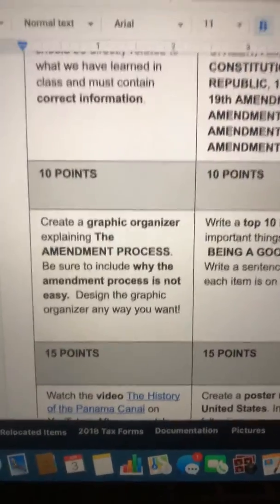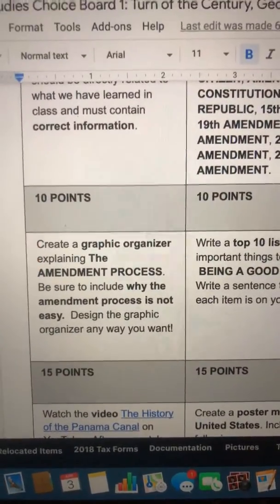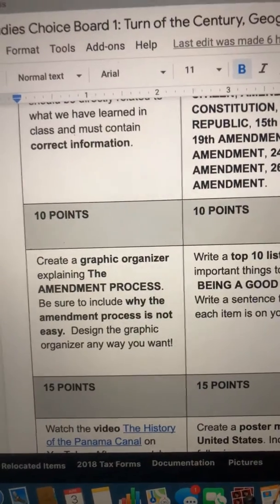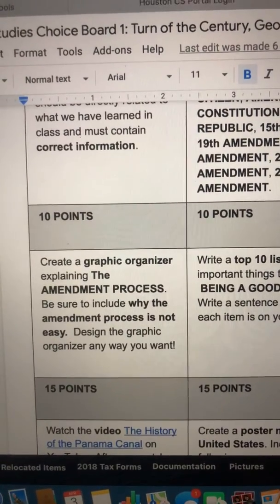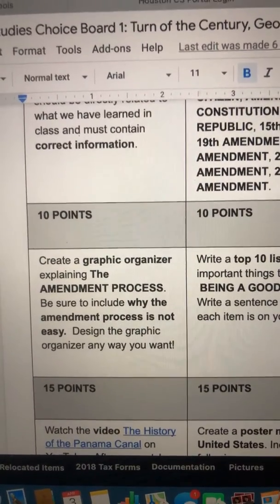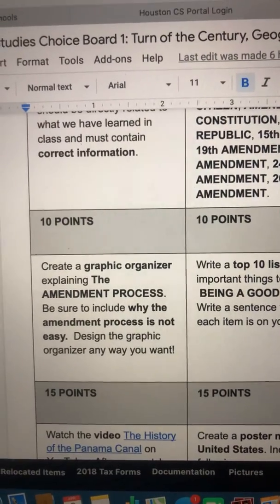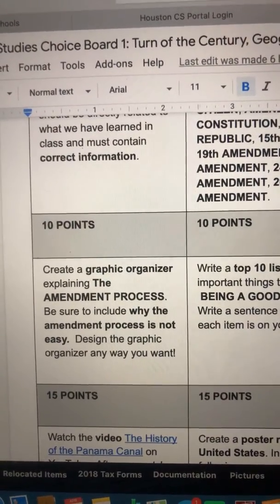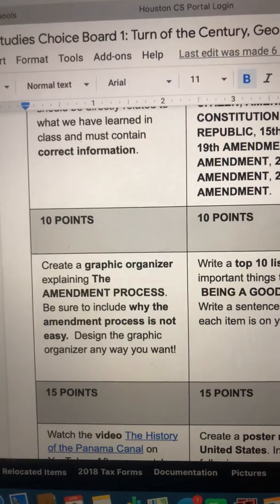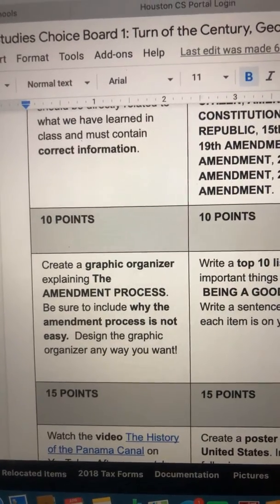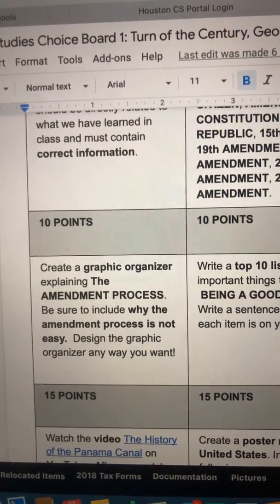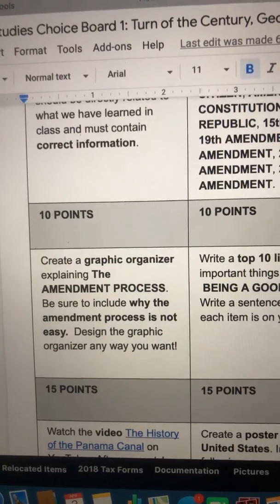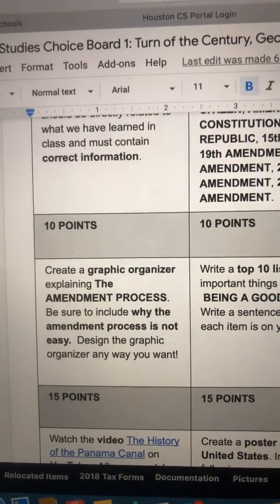All the way to the left on the middle row, this one is to create a graphic organizer explaining the amendment process. Be sure to include why the amendment process is not easy. And you get to design the graphic organizer any way you want to. That's your choice. You can be as creative as you want to be.